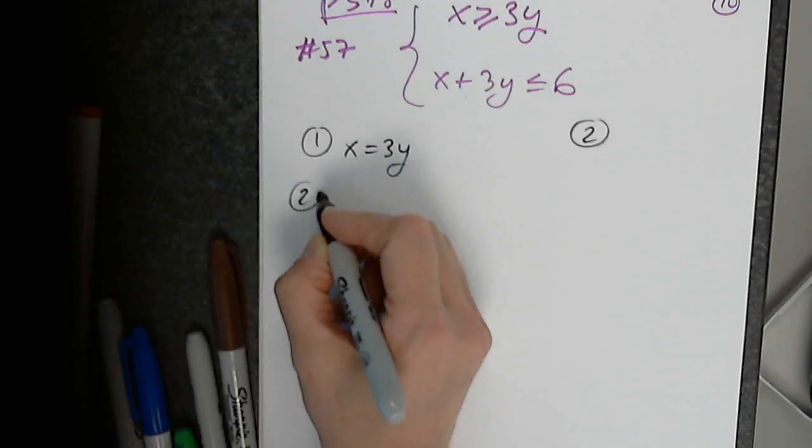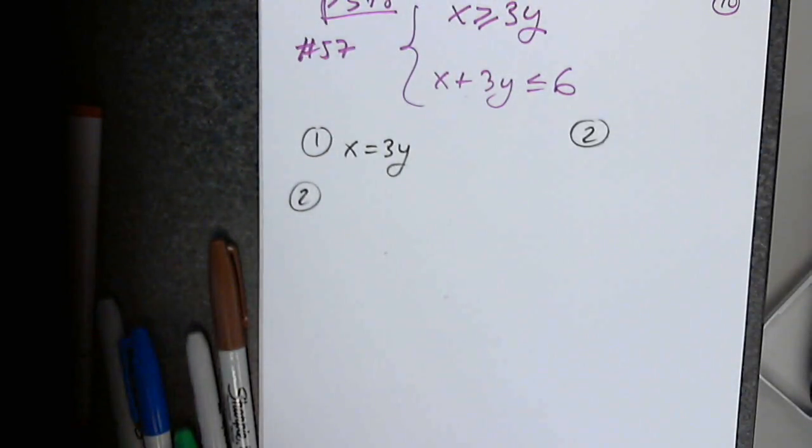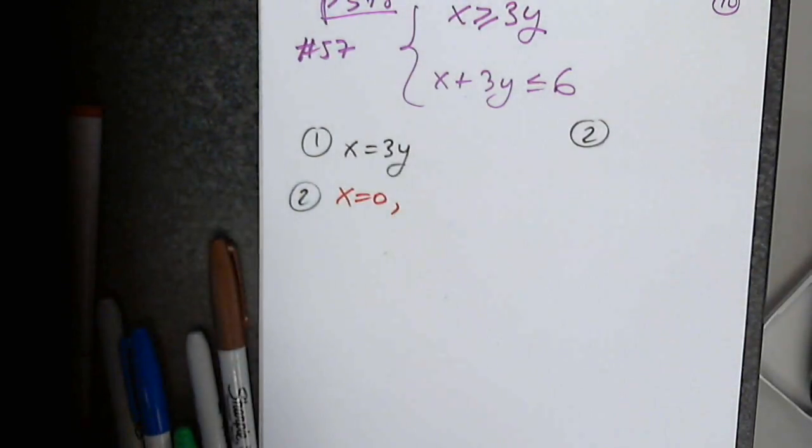Excellent. In step 2, I need 2 points because these are lines. So make one up when x is good. Excellent. How much is y?